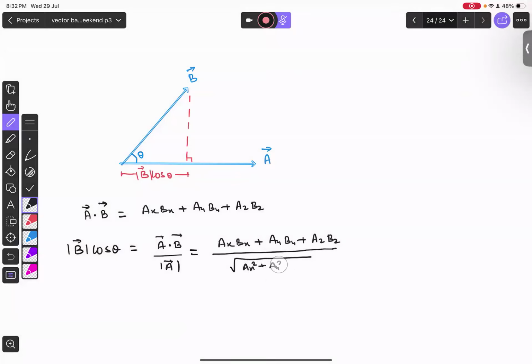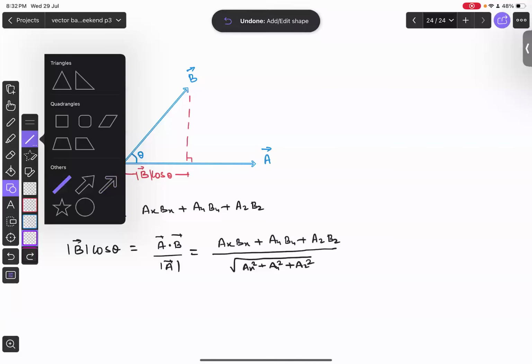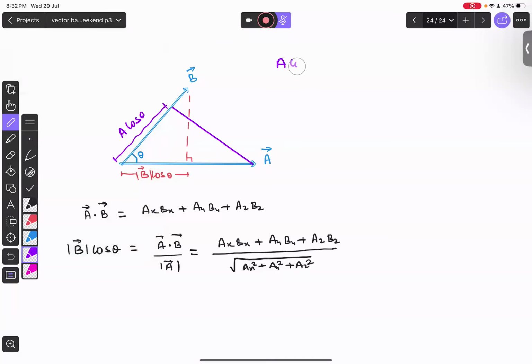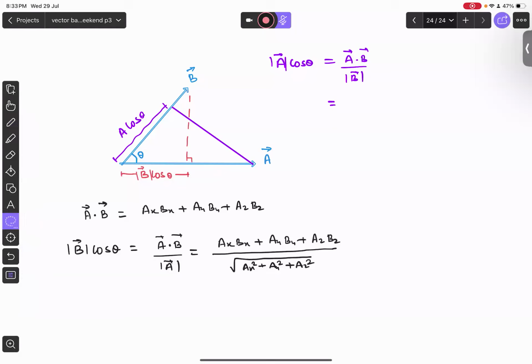Where the length of A is the square root of Ax square plus Ay square plus Az square. The same way, if I ask you to find the component of the vector A along vector B, from the tip of the vector A, I drop a perpendicular along the direction of B. This length is going to be A cos theta, and that is the component of A along B. Same way, A cos theta will be A dot B divided by B.